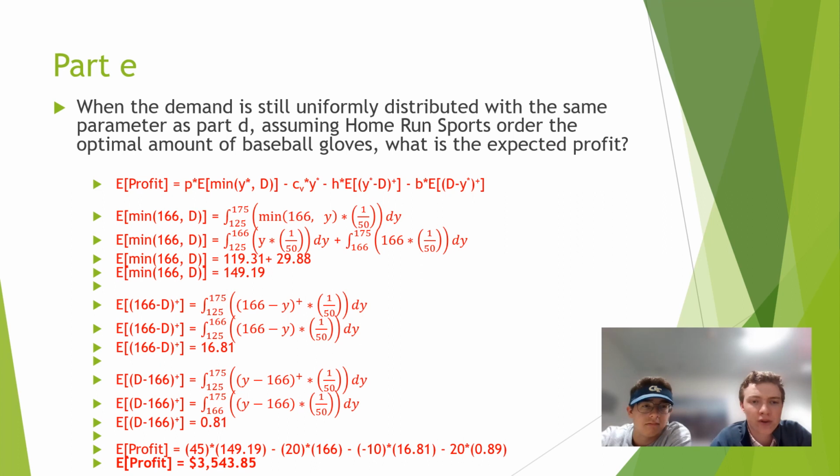So you add up all those numbers, plug them into the expected profit formula, and you'll get an expected profit of $3,543.85. Thank you so much for watching.